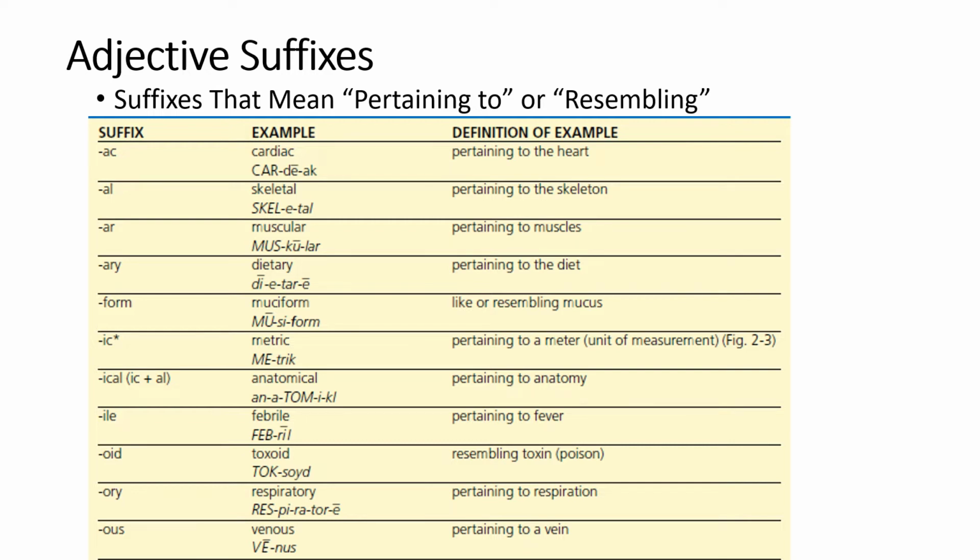Next is ORY, as in respiratory, pertaining to respiration. Next is OUS, or us. The example is venous, which means pertaining to a vein. Venous, pertaining to a vein.